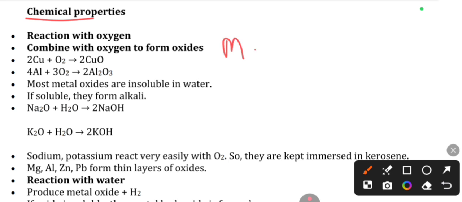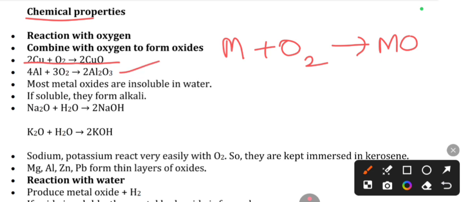Metals when reacted with oxygen give metal oxide. So the first example is given already. Here copper when reacted with oxygen gives copper oxide. Aluminium when reacted with oxygen gives aluminium oxide. Sodium when reacted with oxygen gives sodium oxide.